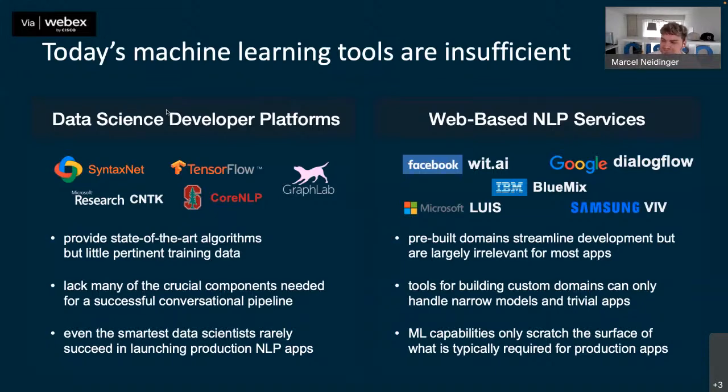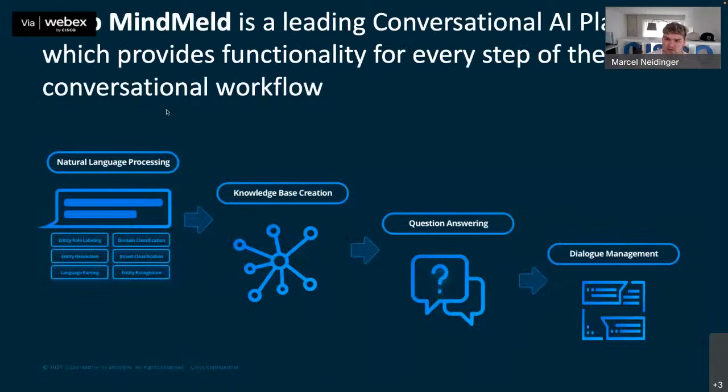So what we have at Cisco is something called Cisco MindMeld. It's a conversational AI platform which provides you functionality for every step of a conversational workflow. We do everything from the natural language processing part to knowledge base creation. This is getting knowledge into your knowledge base in order to be able to answer questions, things like opening times or availabilities.